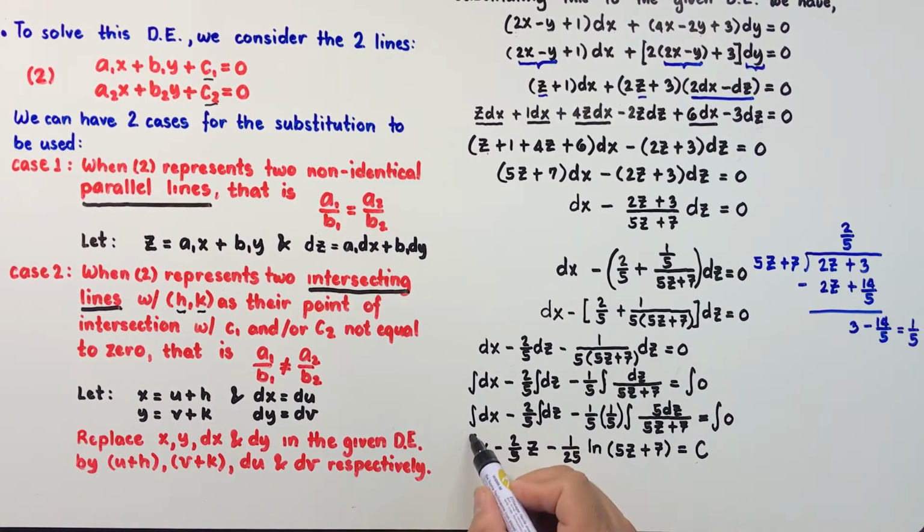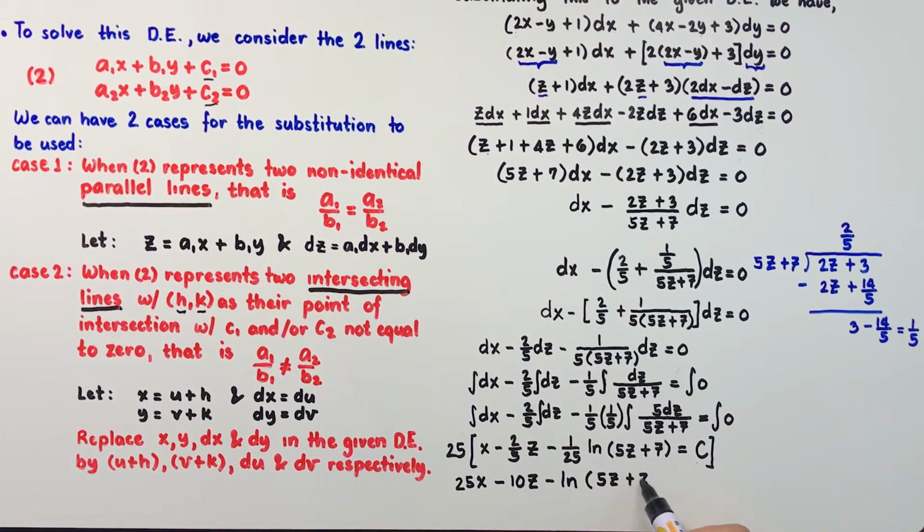And multiplying both sides of the equation by 25 so as to eliminate this denominator here, we have 25x minus 2/5 times 25, which is 10 here. So we have 10z minus this 1 over 25 times 25, which is 1. So this is 1 times the natural log of 5z plus 7, which is equal to the constant c, because a constant times another constant is still a constant.